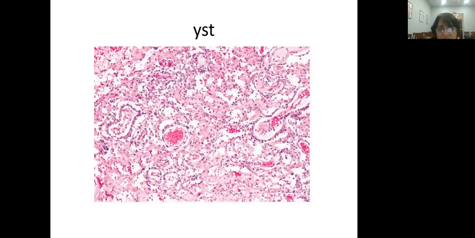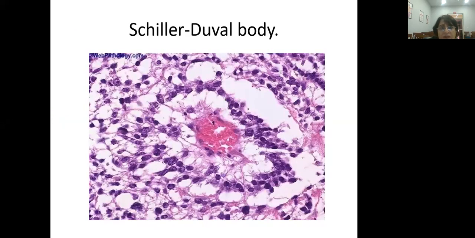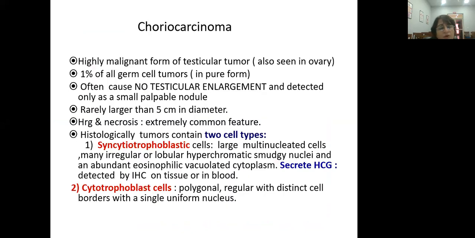This is a yolk sac tumor. These are the Schiller-Duval bodies. It has a spongy, lace-like appearance, as you can see. This is the Schiller-Duval body. The inset is showing the Schiller-Duval body. These are the Schiller-Duval bodies. This is another Schiller-Duval body. A high power microscopic image.